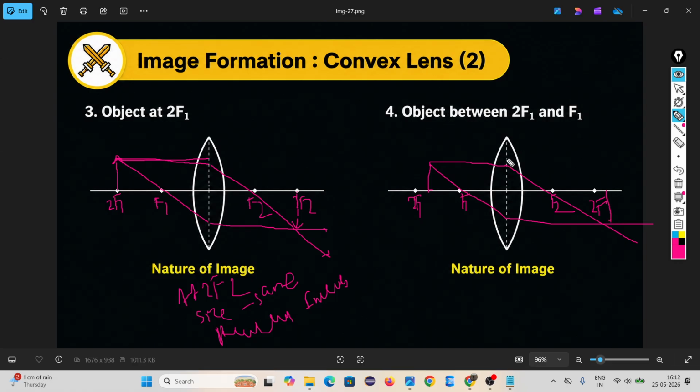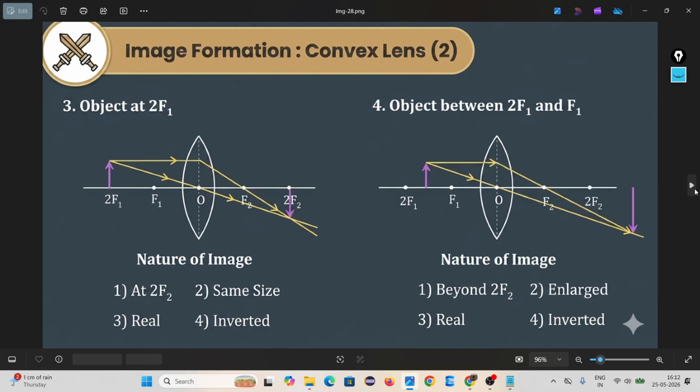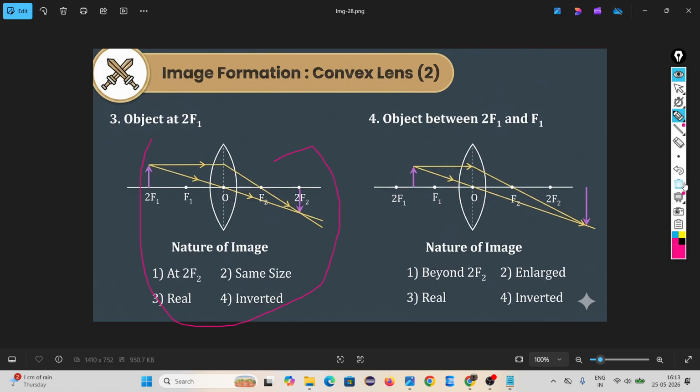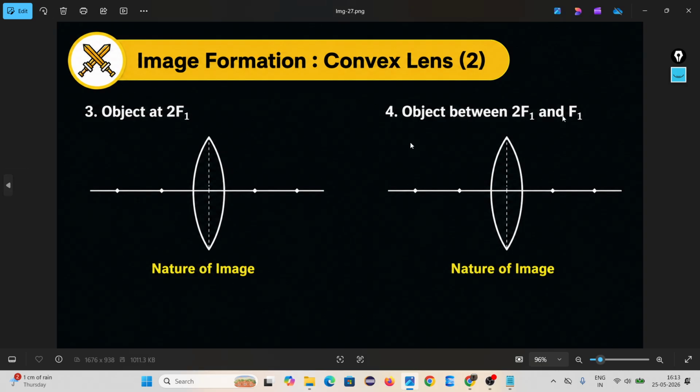Look at this diagram. It's difficult to see. We have already completed this one. When the object is between 2F1 and F1, the image is forming beyond 2F2. Look, the size is enlarged. Real, inverted. But this time, one interesting thing is there. In the exam you have to remember.